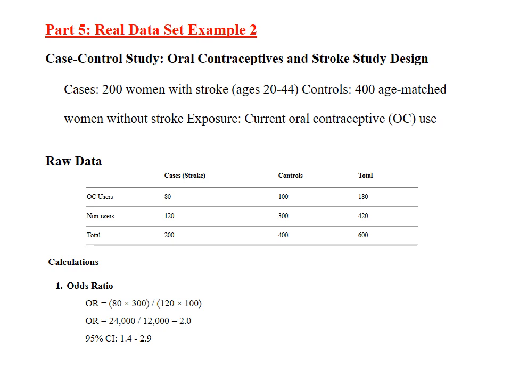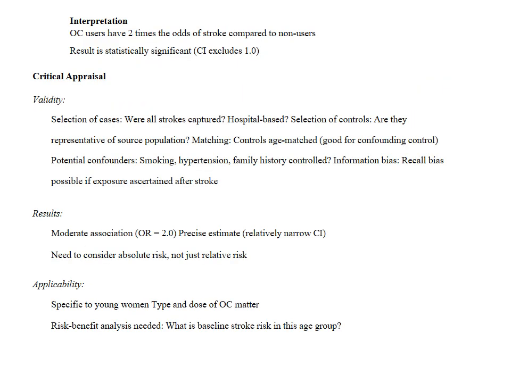Calculation: you will calculate the odds ratio by using the formula, and the 95% confidence interval is between 1.5 to interpretation, clinical appraisal. In the same way you can assess the validity, results, and applicability.